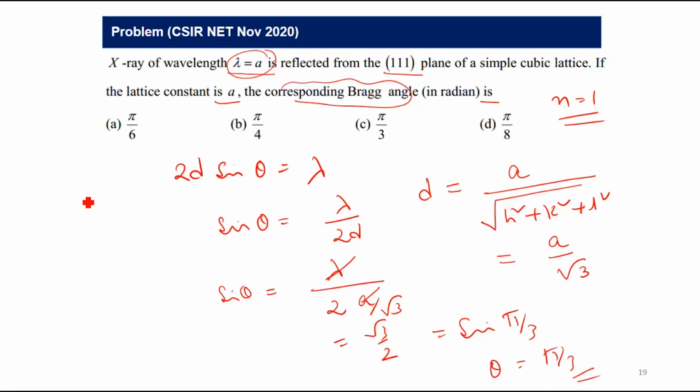Are you able to follow this? See, NET is sometimes asking simple questions like this. Only you need to figure out things.